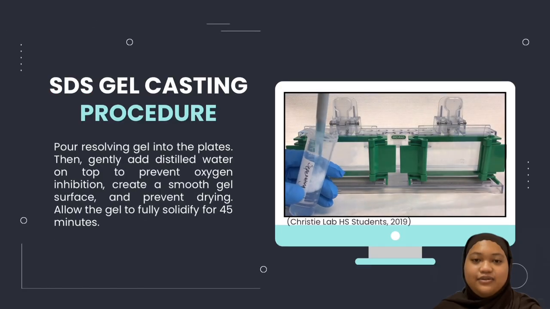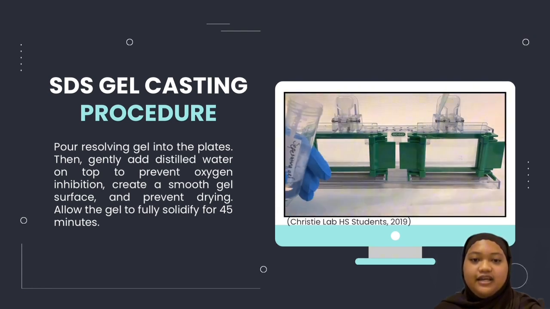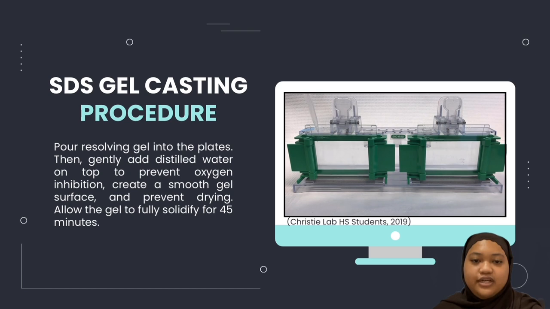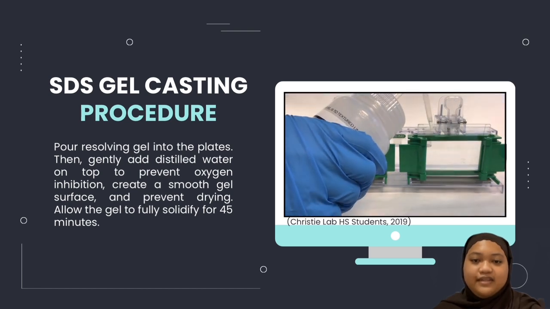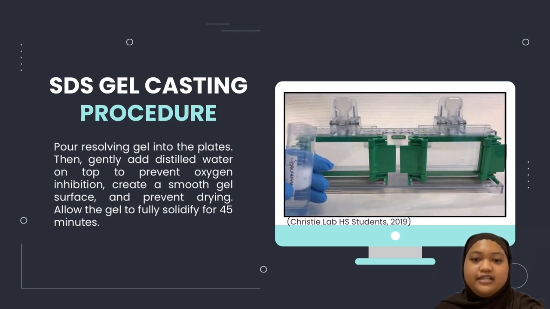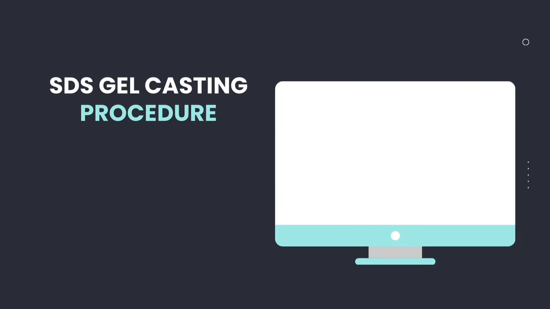The resolving gel solution is poured between the glass plates and a thin layer of distilled water is carefully added over the gel surface to prevent oxygen inhibition during polymerization and to create a smooth, level interface. The resolving gel is then allowed to polymerize for 45 minutes.